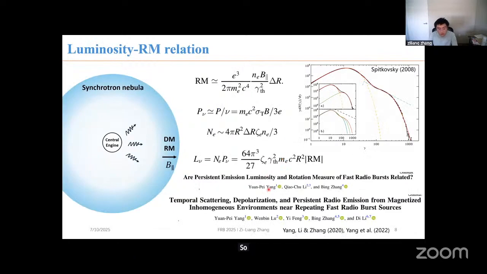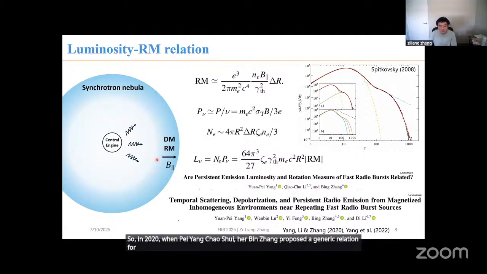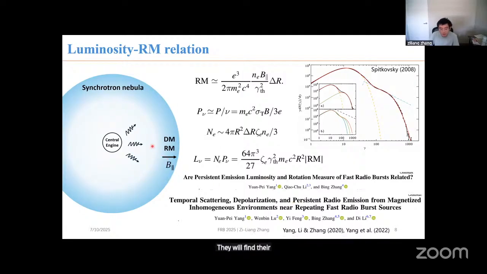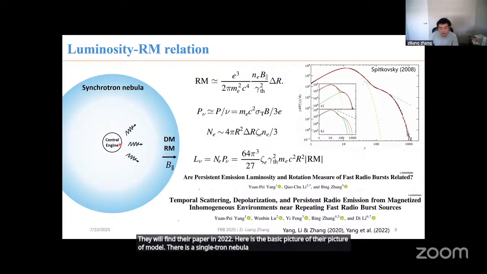So in 2020, Yuan Peiyang, Qiao Chuli, and Bin Zhang proposed a generic relation for synchrotron nebula. They refined their paper in 2022. Here is the basic picture of their model. There is a synchrotron nebula and a central engine of FRB. When the pulses of FRB pass the nebula, they will take the DM and RM information in the nebula.